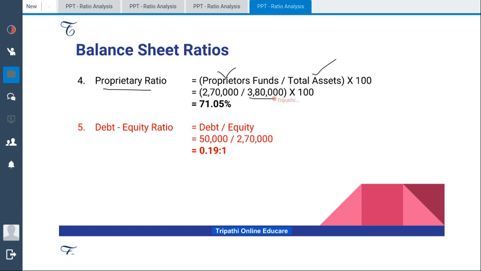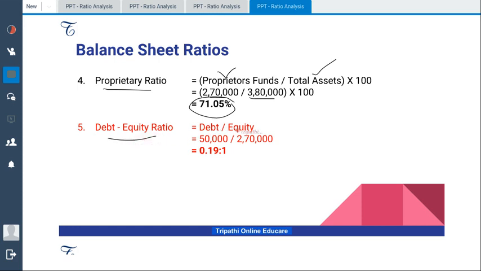wherein total application of fund is 3,20,000. So remember this point, we have not taken total application of fund because that cannot be your total asset, right? So how we got total asset? Fixed asset plus investment plus current asset. So proprietor's fund is 2,70,000, total asset is 3,80,000. So 2,70,000 upon 380 into 100 will give you 71.05%. So in this case, proprietary ratio is 71.05%.